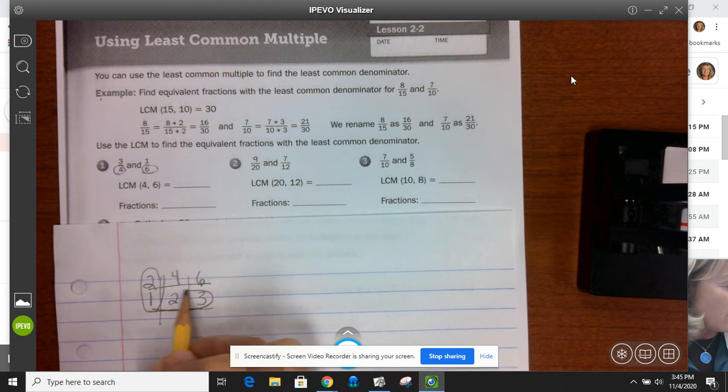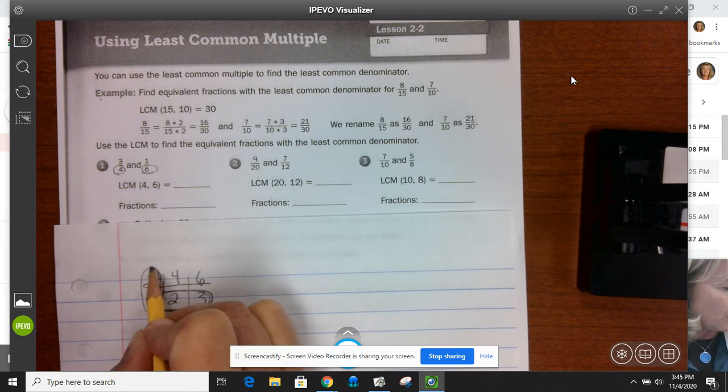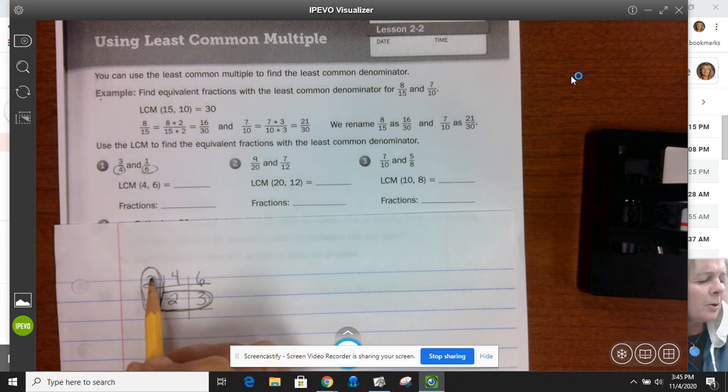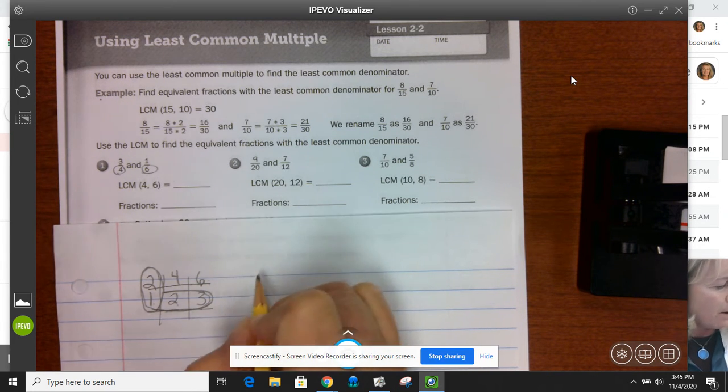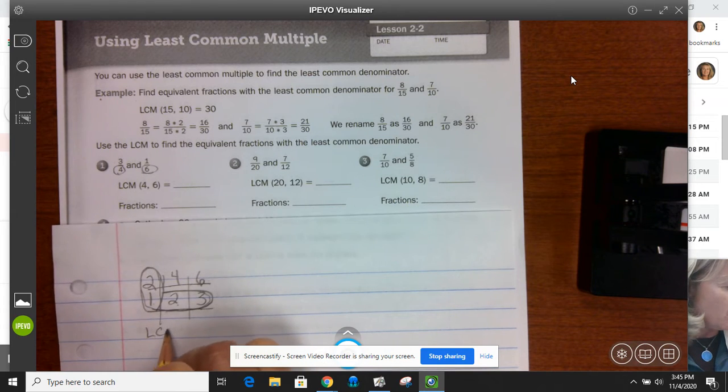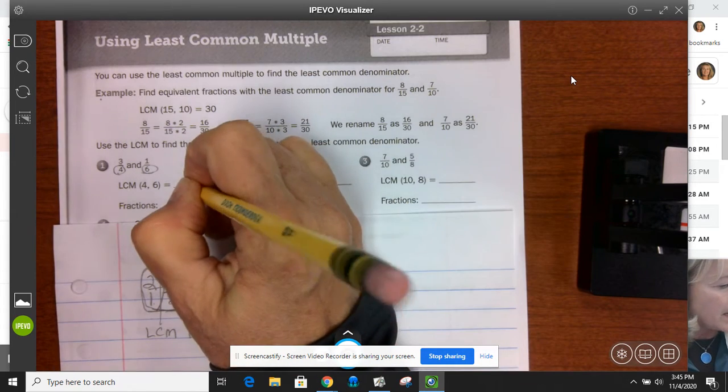So now we have our GCF. And now we can also find our least common multiple. So we made our L shape. 2 times 1 is 2, times 2 is 4, times 3 is 12. So our least common multiple is 12. I'm going to write that down here.